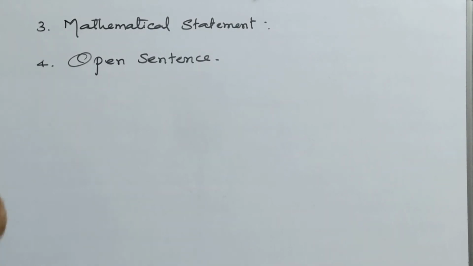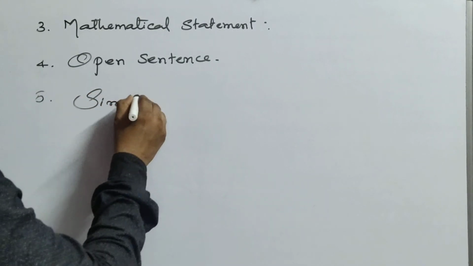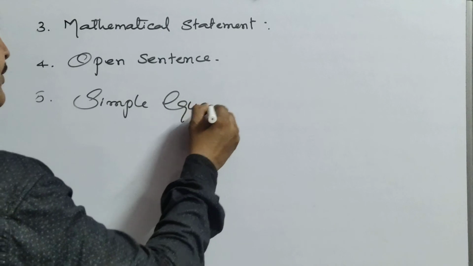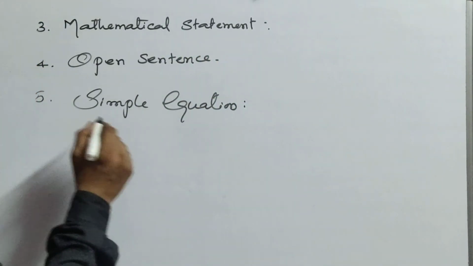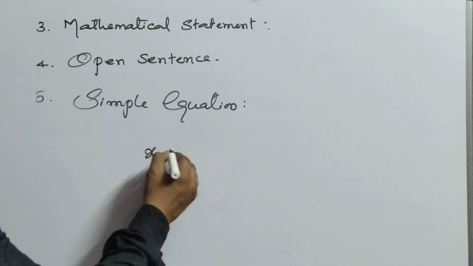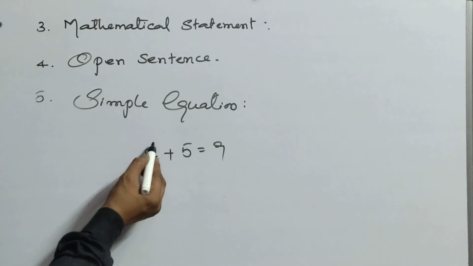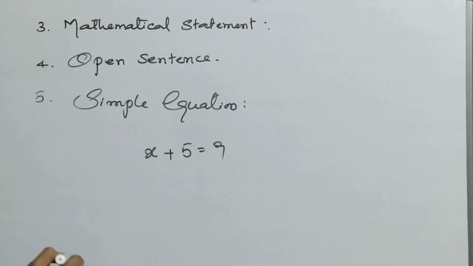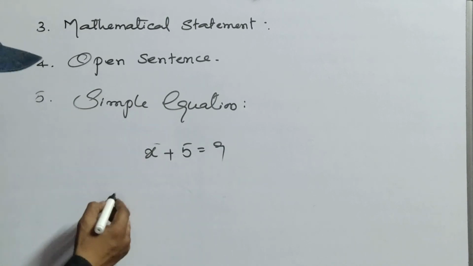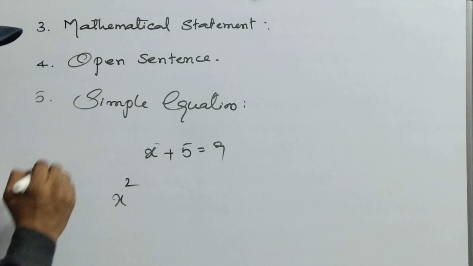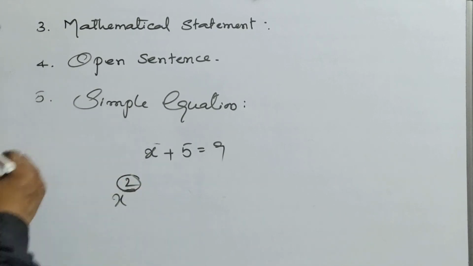Now see here, simple equation. What is a simple equation? The fifth one is simple equation. If you observe clearly, I wrote here x plus 5 equals 9. Here the degree, in the sense of power, is the power on x. Suppose I write an example, x square. Here how much is the degree? 2. Here the degree is 2.